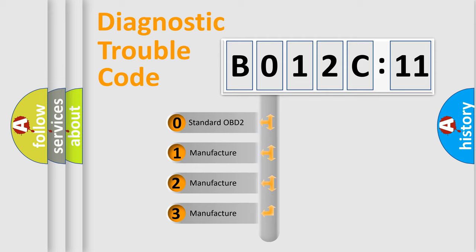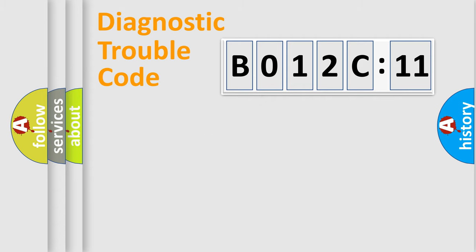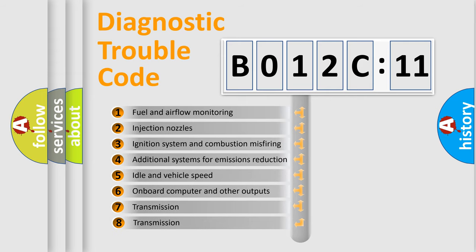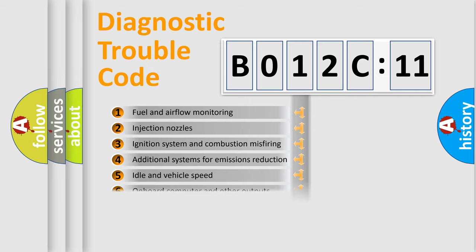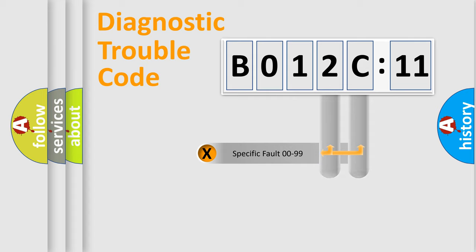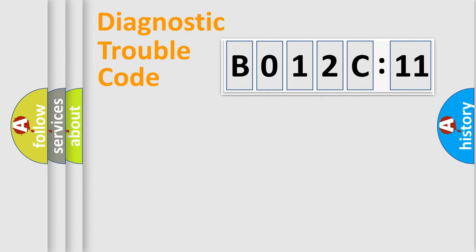If the second character is expressed as zero, it is a standardized error. In the case of numbers 1, 2, 3, it is a manufacturer-specific error. The third character specifies a subset of errors. The distribution shown is valid only for the standardized DTC code. Only the last two characters define the specific fault of the group.